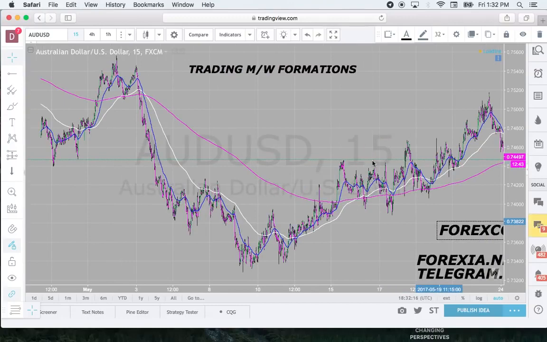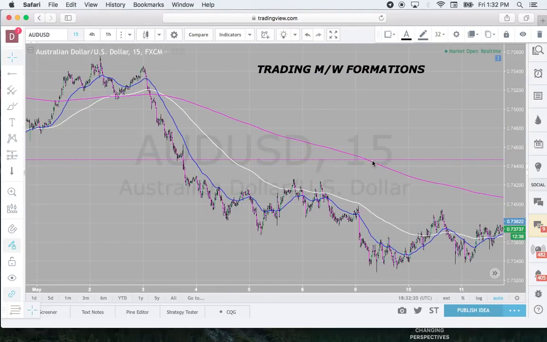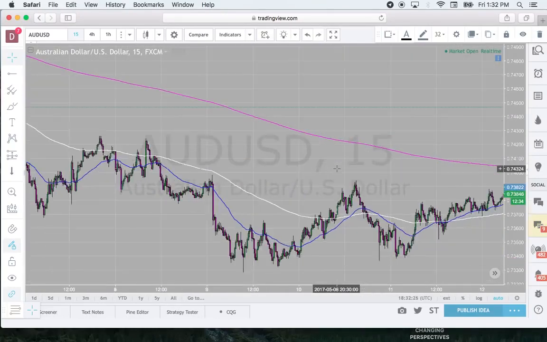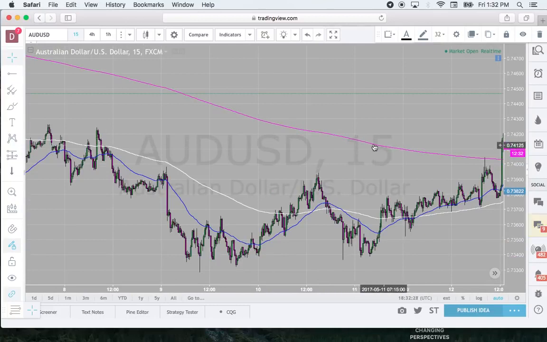Today we're going to be focusing on the 15-minute time frame. We're using basically a naked chart. We have the 800 moving average here, exponential moving average, EMA, I call it a few different things. 800, the blue is the 50, and the white is the 200.